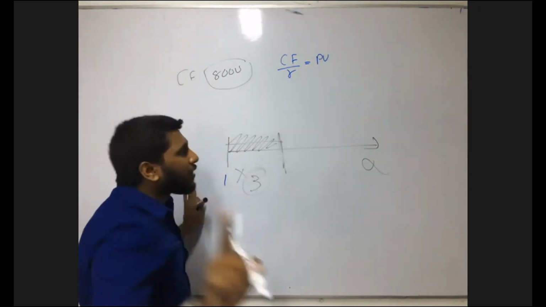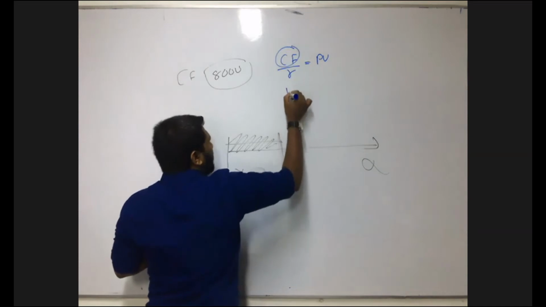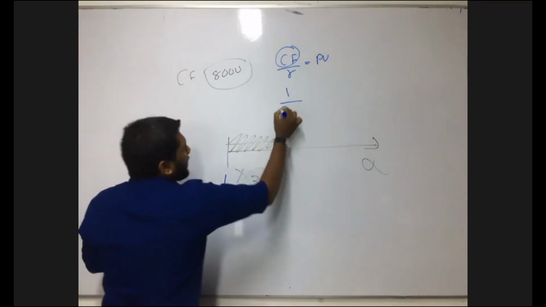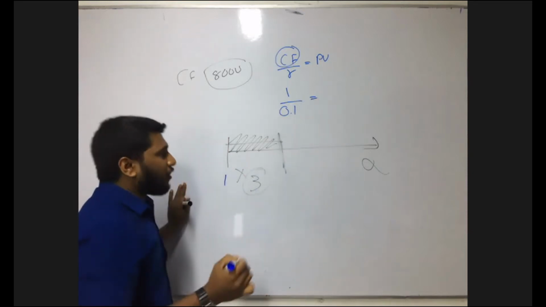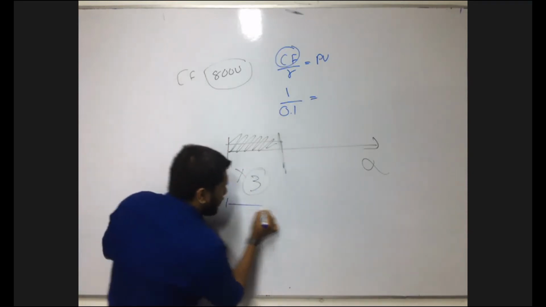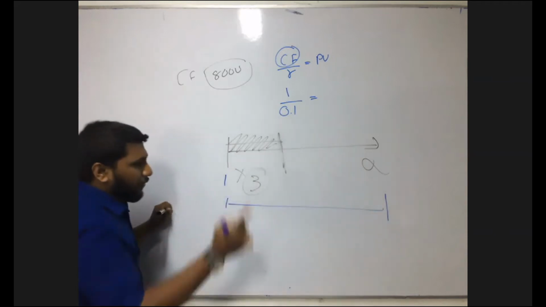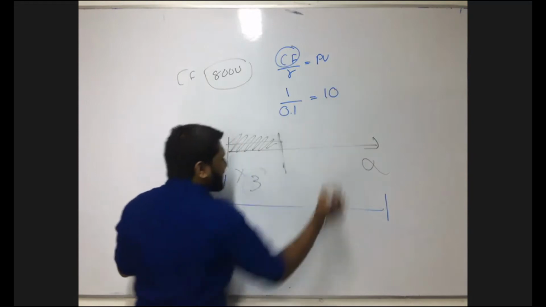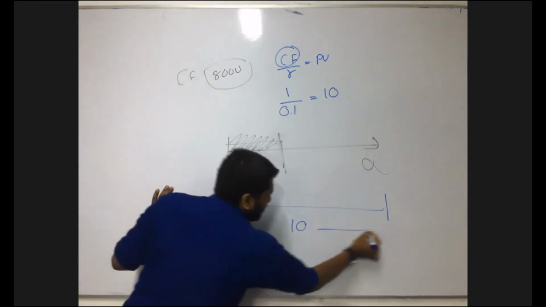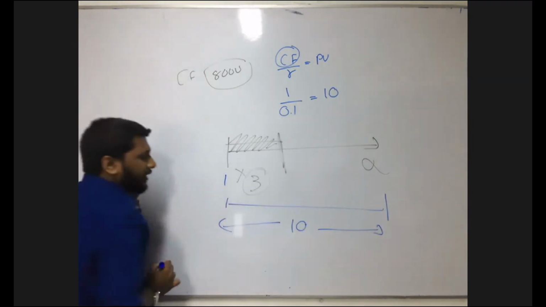If you are getting $1, your cash flow is only $1. Rate, let's take 10%. Then your present value of that $1 is how much? It is from year 1 to perpetuity. If you are getting $1, the present value of that $1 is how much? It is 10. This is for this particular rate.